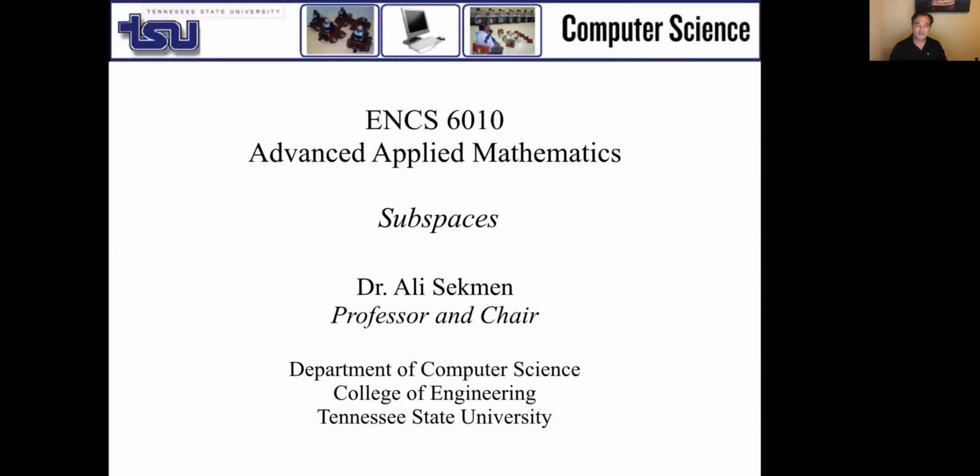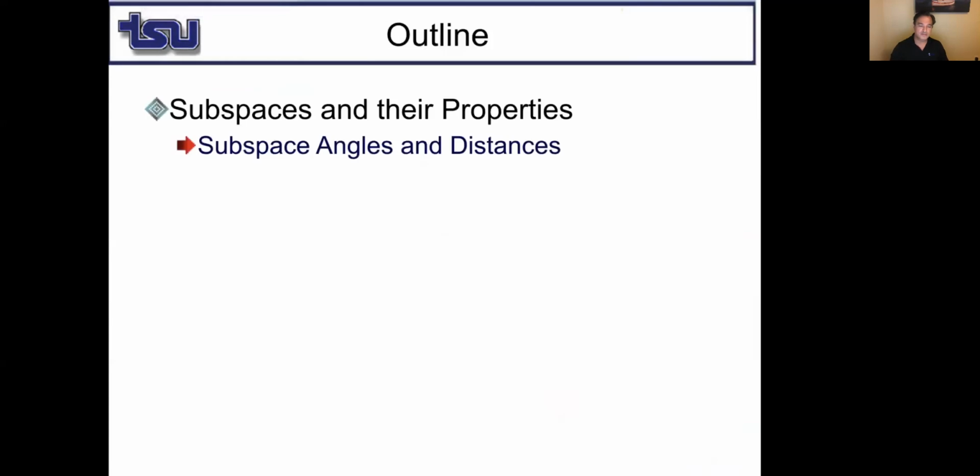The topic is subspaces. We will specifically talk about what a subspace is, and we'll define certain properties of subspaces, such as being linear, disjoint, complementary, or orthogonal. And we'll talk about important concepts such as subspace angles and distances between subspaces. So we're going to define and measure how close the subspaces are to each other.